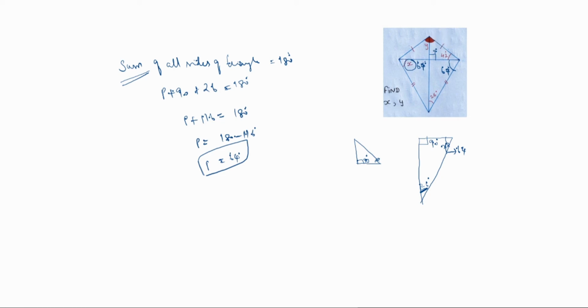So you can take this value as q. So q plus 90 plus 42 is equal to 180 degree. So q plus 90 plus 42 is 132, equal to 180 degree. q is equal to 180 minus 132 is equal to 48. q is equal to 48. So you can write this value is 48. So this value is 48, and this value also 48.